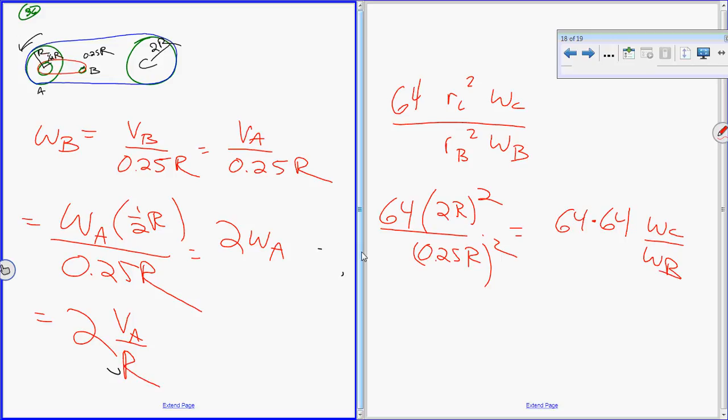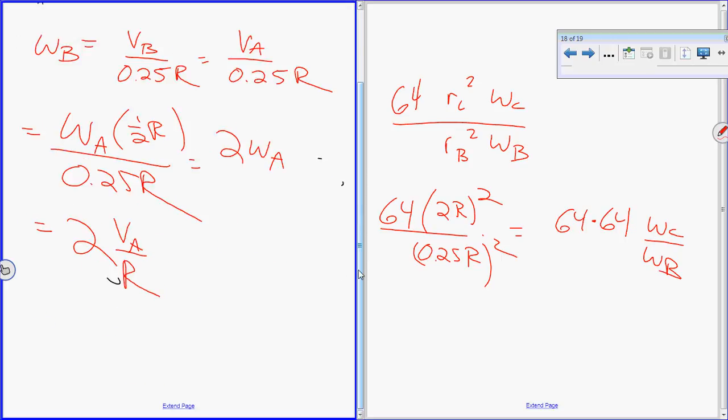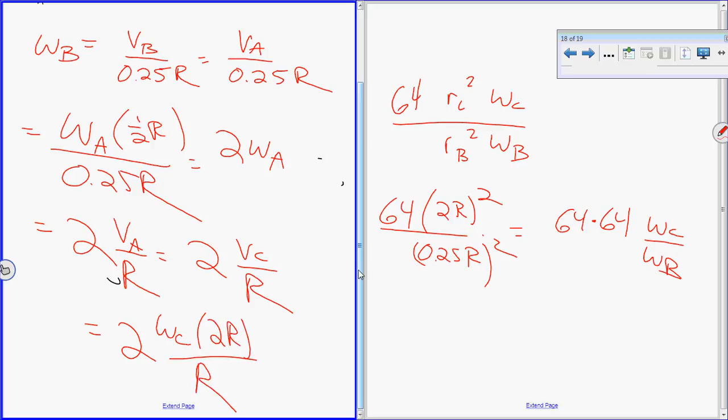Good? I know these problems are tedious. I've seen them on AP tests before, though, so we got to know how to do them. All right, and then finally, the velocity of A is the same as the velocity of C. And the velocity of C is omega of C times the radius, which is 2r, right? So r's cancel out, and you get 4 times the angular velocity of C. So we just figured out that the angular velocity of B is 4 times the angular velocity of C. So divide this by 4, and I think you're there, right?